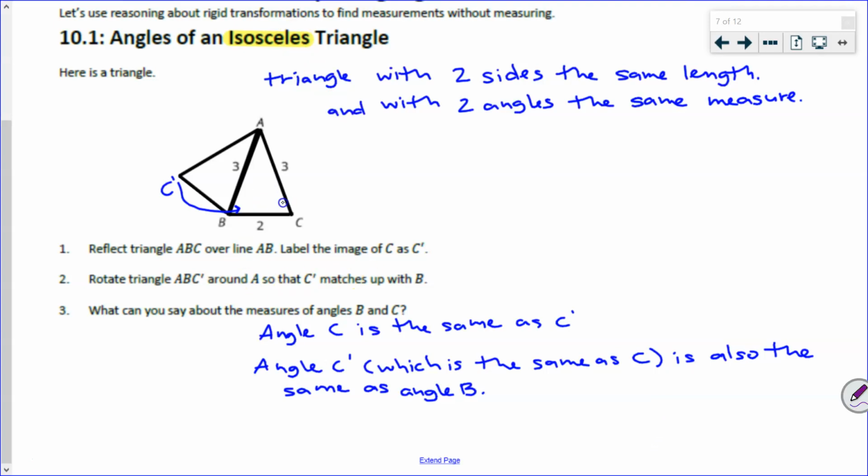Again, we were able to show that C was the same as C prime, which was the same as B. So we know that C and B have the same angle measure.